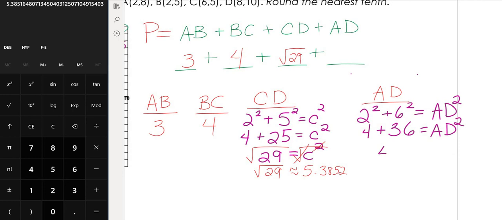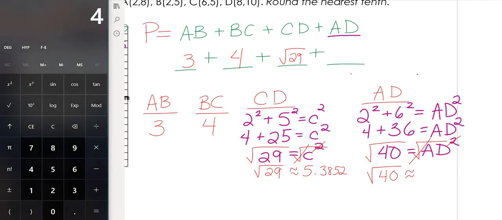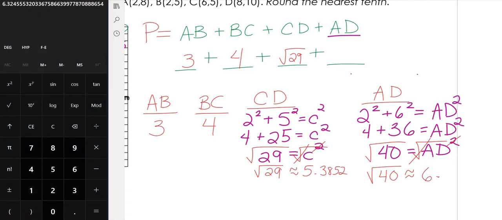4 plus 36 is 40. That gives me AD squared. And I just want AD, just want the length of the line segment. I don't want it squared. So to get rid of the square, I'm going to square root both sides. Cancels out the square, which leaves me with the square root of 40 as the length of AD, which, again, I'm going to write down approximately what it's equal to. So in the calculator, I'm going to put 40, square root, and I get approximately 6.3246. But in my little graphic organizer, I'm going to keep it as square root of 40.